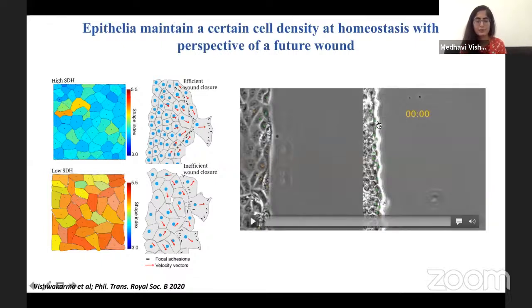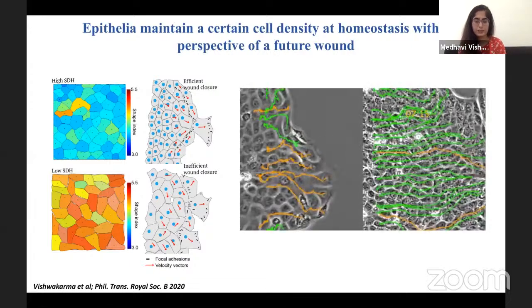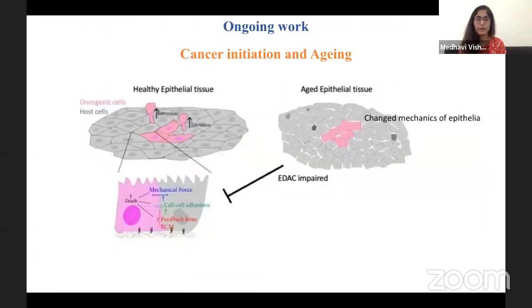So this was just an illustration image of this paper, showing that the efficiency of wound healing is much higher at the coordination of the highest strength of dynamic heterogeneity. So this is what I'm going to do in BSSC now.